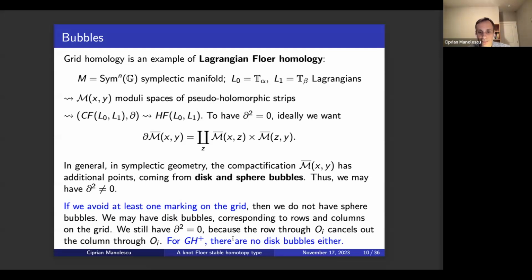And by the way, in some versions, you don't have disk bubbles either. For example, in the version that I mentioned, GH+, you don't have a whole row, because I was avoiding all the X markings. But there are other versions where you also want to keep track of the X markings with another variable, and then you can't avoid the disk bubbles. If you at least avoid one marking, then at least you avoid the sphere bubbles. But again, you don't have to avoid anything if you just talk about homology.